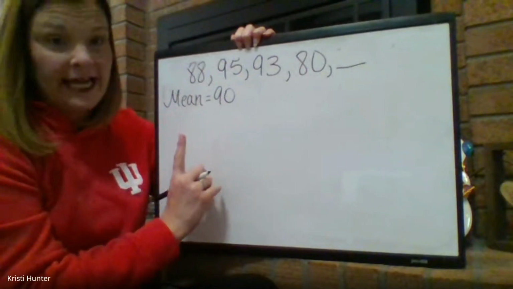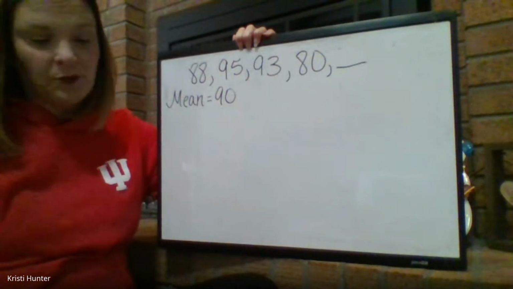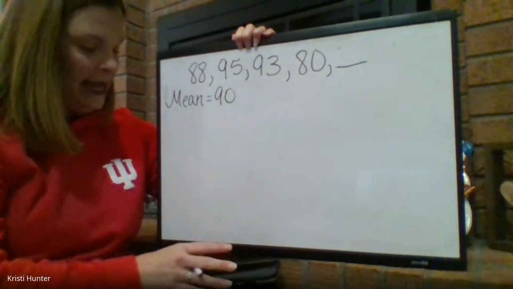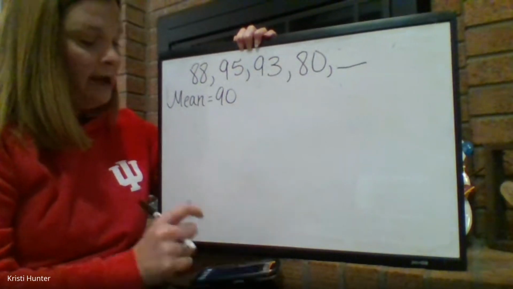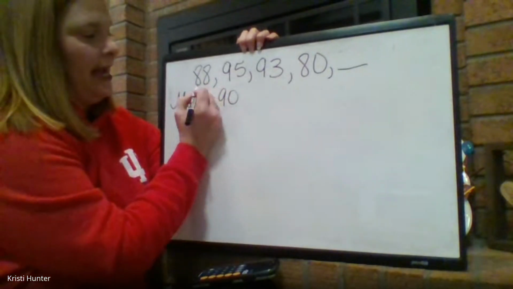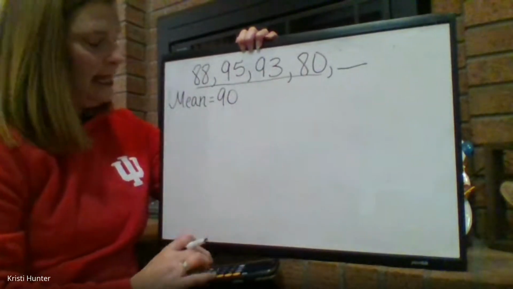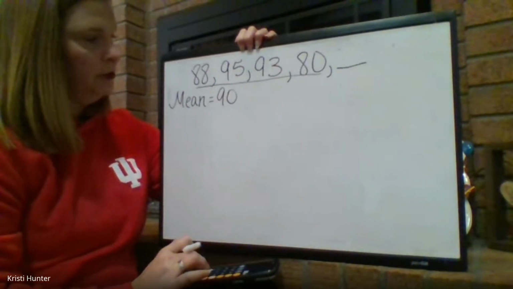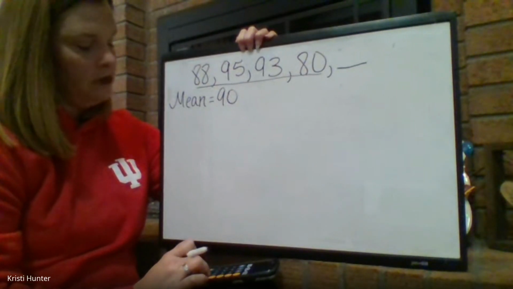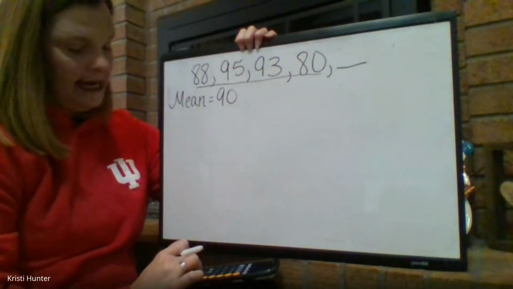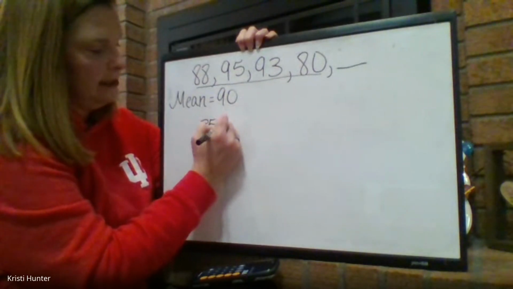So first thing, and this is Celia said, I like the bar diagram better. So this is what we're going to do. I'm going to use my calculator. And on the bar diagram, I'm going to do exactly like I did yesterday. I'm going to add up these values I know. So I'm going to type in 88 plus 95 plus 93 plus 80. And I should get 356.